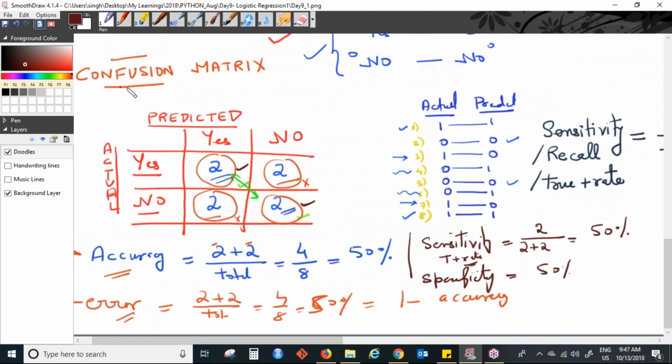Now you understand why it is called confusion matrix, right? Because we have a lot of parameters like this.